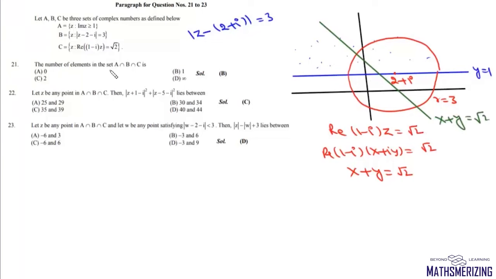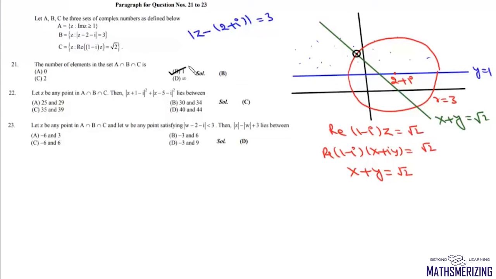Now first question is number of elements in the set A intersection B intersection C. Now we need to find all the points which lie in all the three sets. It should lie on this circle, it should also lie on this line, and it should also lie in this region. There is only one such point possible. So number of elements in this set A intersection B intersection C is simply 1, and that's your option B. So it is this point.